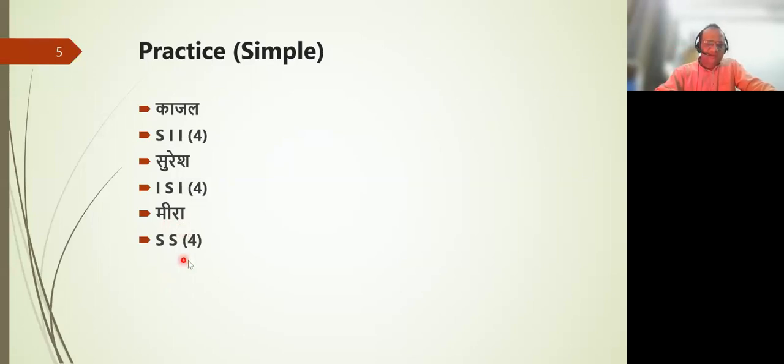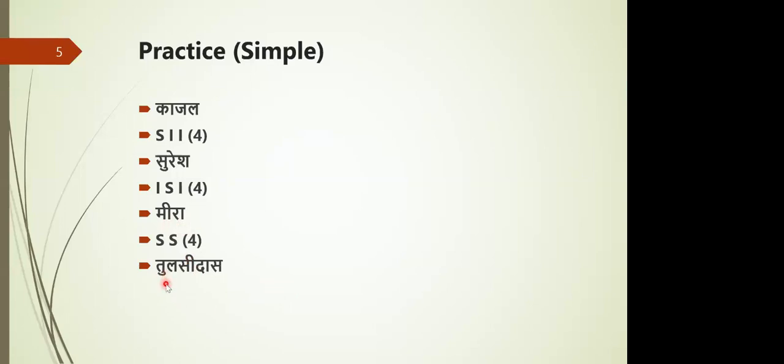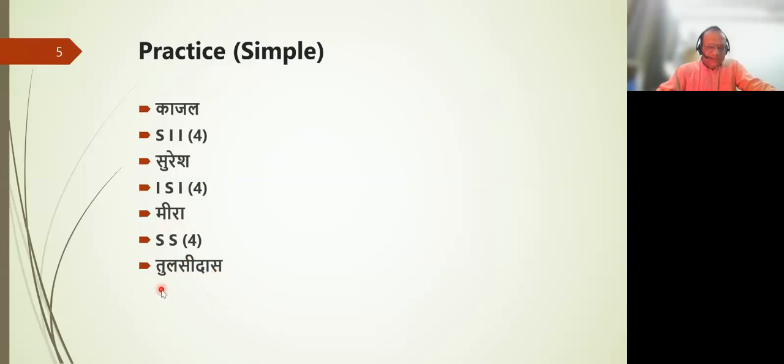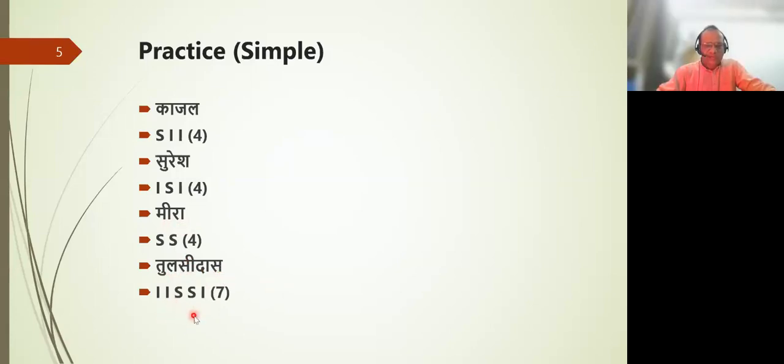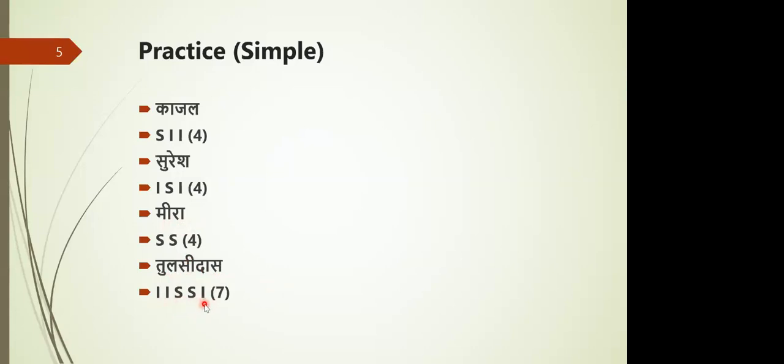Okay, now we have a little longer word, Tulasi Das. What about Tu? Laghu. Then laghu, guru, laghu, laghu, guru, laghu. So total 1 plus 1, 2, plus 2, 4, plus 1, 5, plus 1, 6, plus 1, 7.